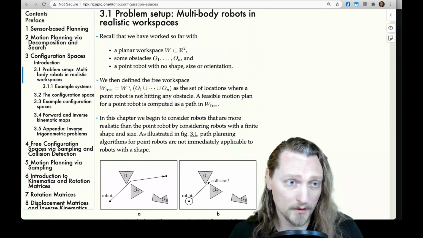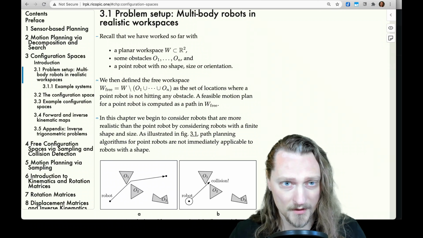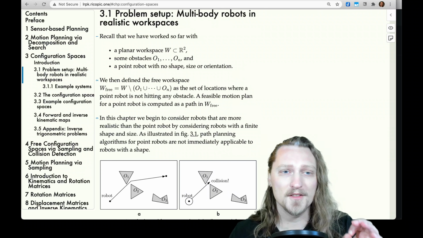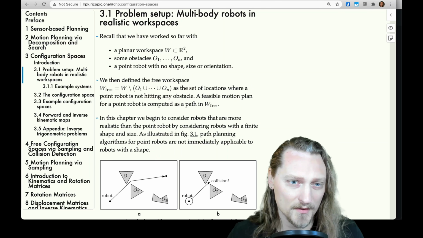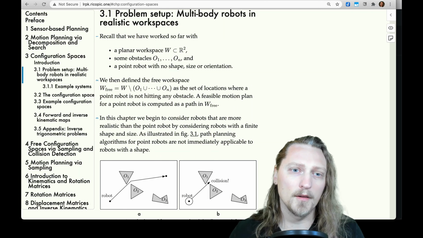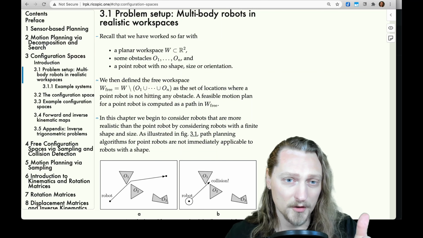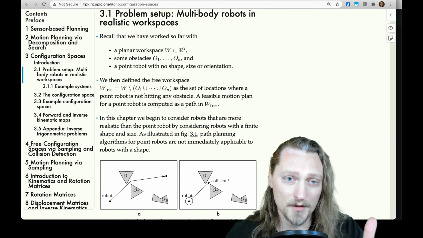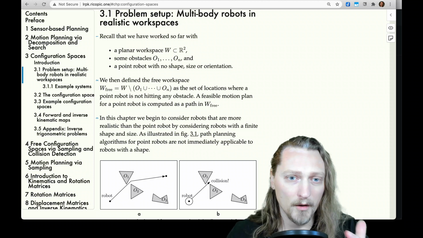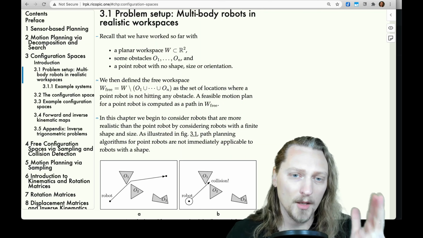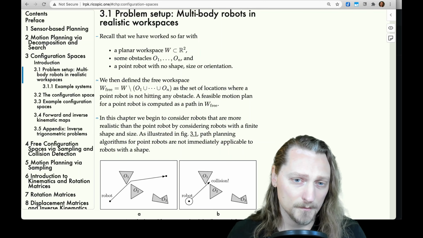Section 3.1 of the Configuration Spaces chapter. Problem Setup, Multibody Robots in Realistic Workspaces. Recall that we have worked so far with a planar workspace, W, which is a subset of R2, some obstacles that we've labeled O1 through ON, and a point robot with no shape, size, or orientation.